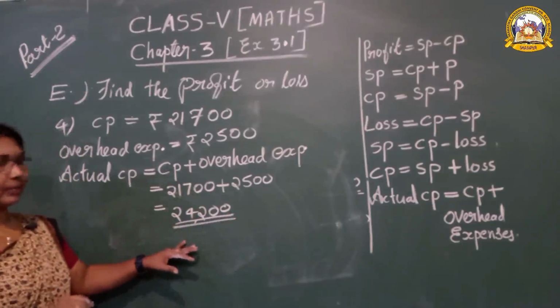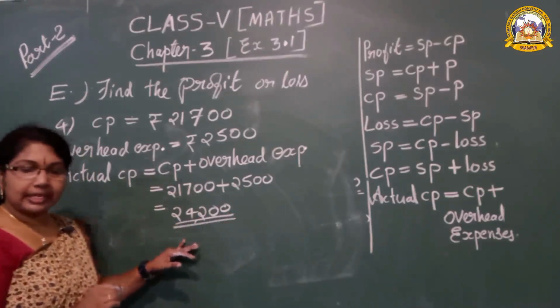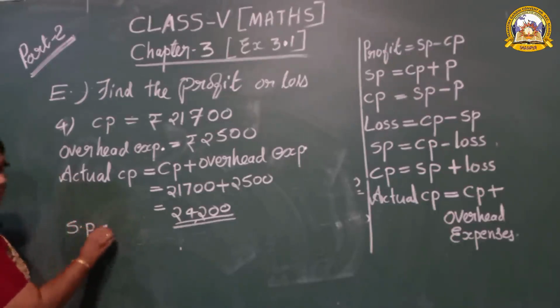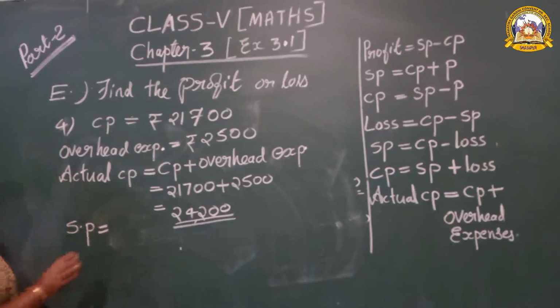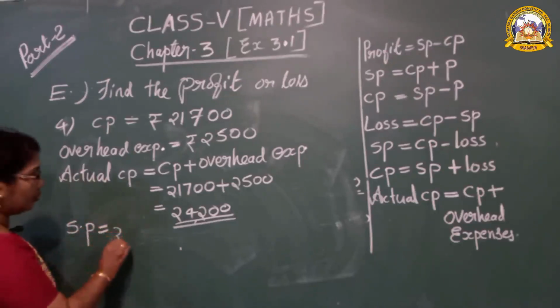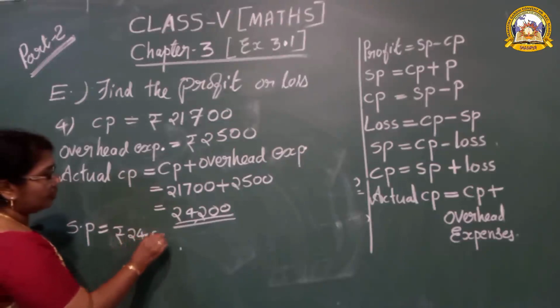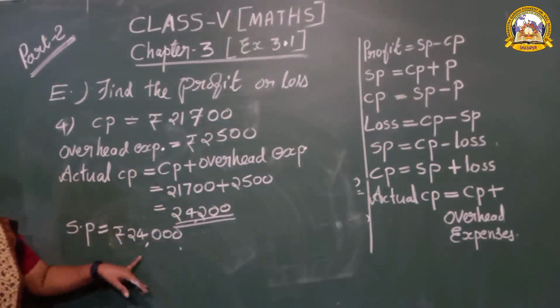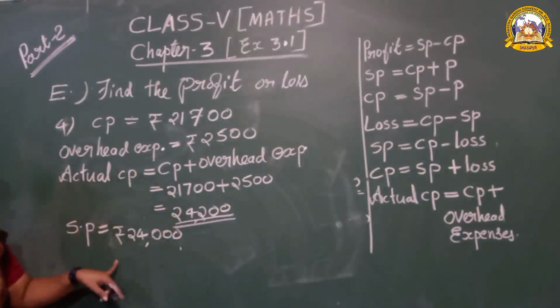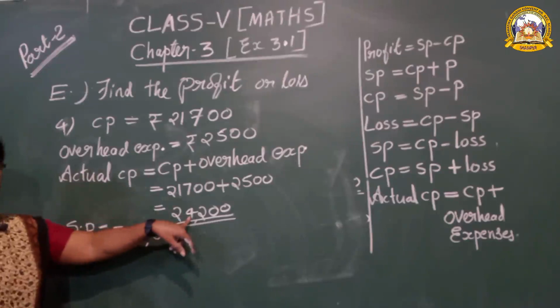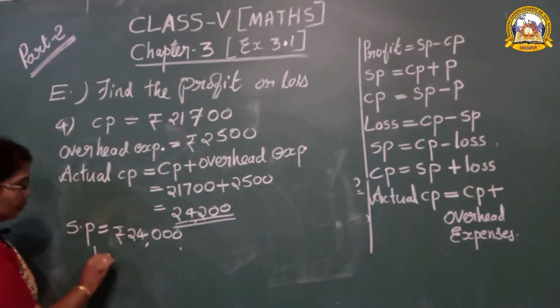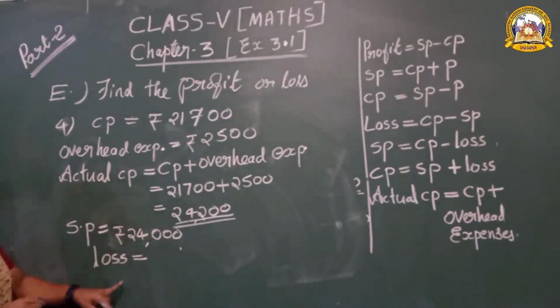Now what we have to do? What is written in the question? Selling price is given. Look at the question. Selling price is equal to rupees 24,000. Now here also look, students. CP or SP, which is greater? CP is greater. When CP is greater, what will happen? It is profit or loss? It is loss.